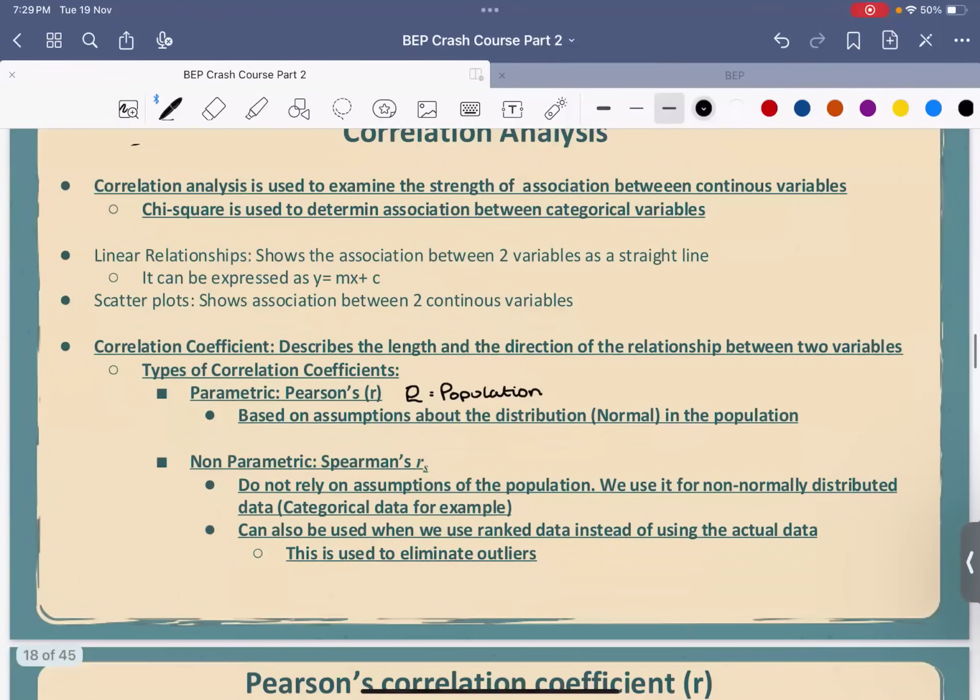Now, we said a linear relationship shows the association between two variables as a straight line. It can be expressed as y equals mx plus c. C is the y-intercept.